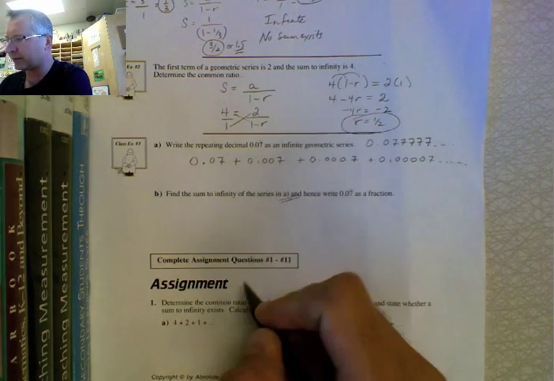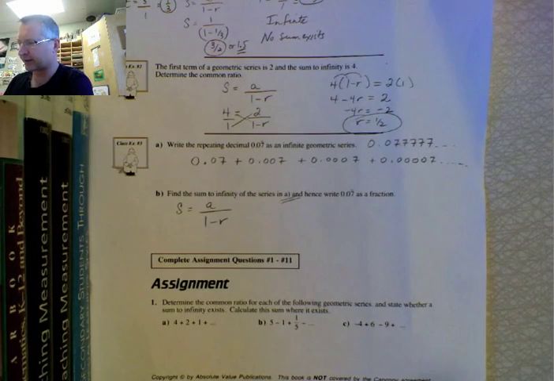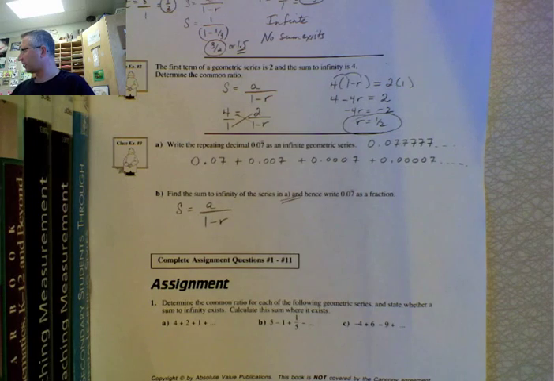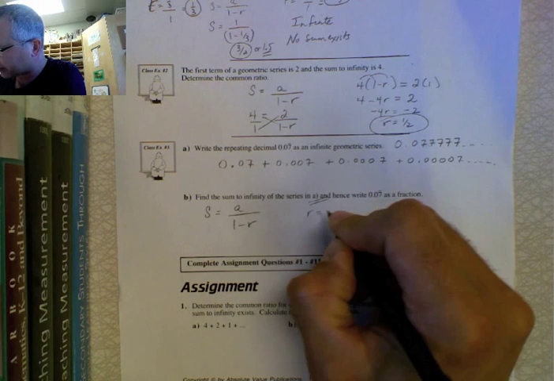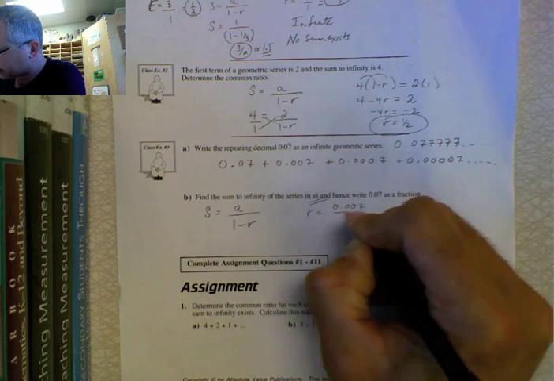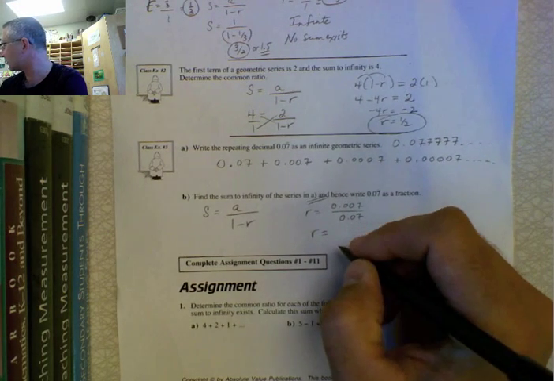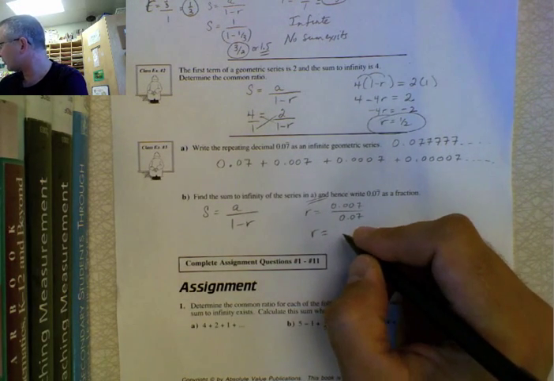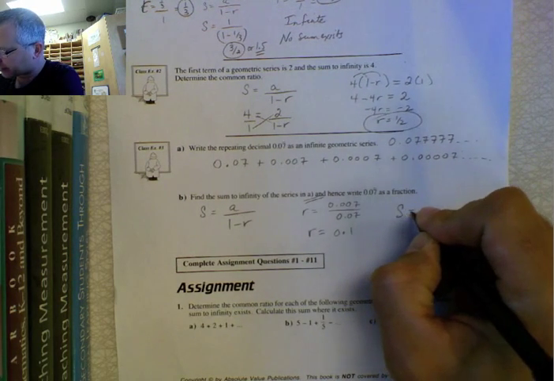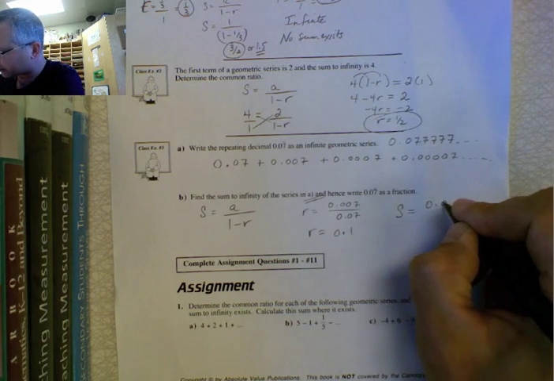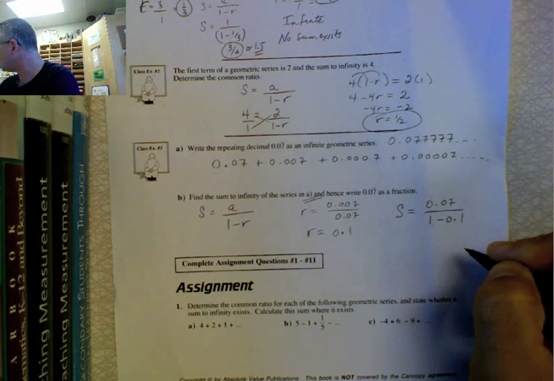In section A we've just written the series. So they want us to use our formula to find the sum of this particular series, but we actually have to know what the common ratio is before we can do that. So the common ratio is term 2 divided by term 1, and what you're going to find if you divide these two numbers is that the common ratio is actually 0.1. So we're going to get the sum is equal to the first term, which is 0.07, divided by 1 minus 0.1.